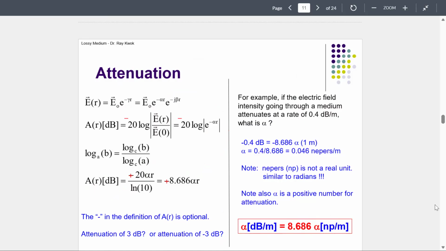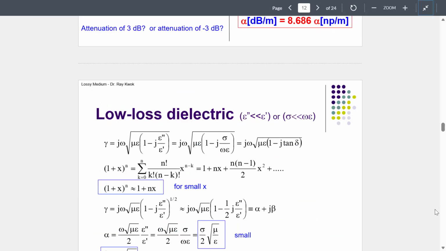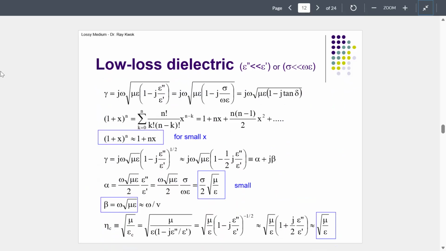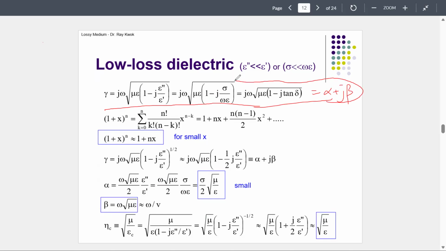All right, so I think we are ready for the... Oh no, we're not ready. Okay, we're ready for the first case. Now, this is the example we have. This is the equation we have, right? For the propagation constant. In general, this is a complex number.